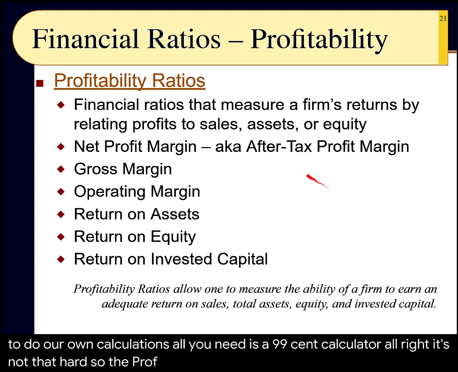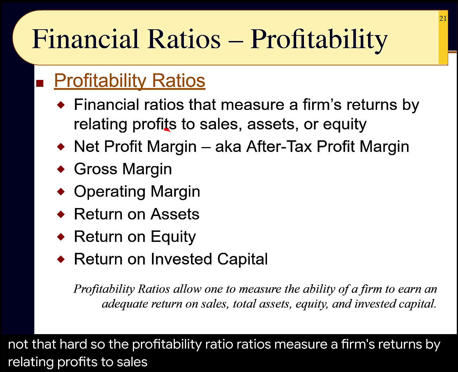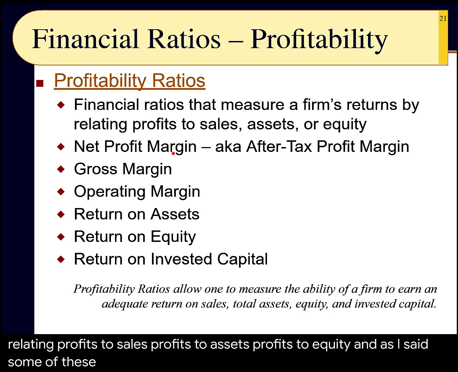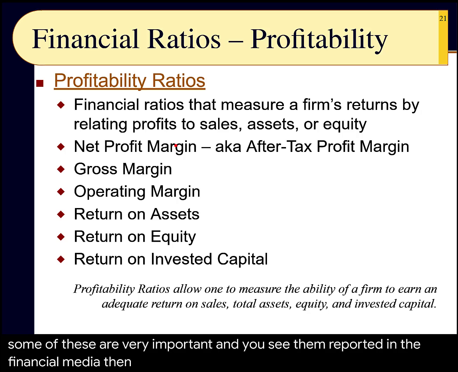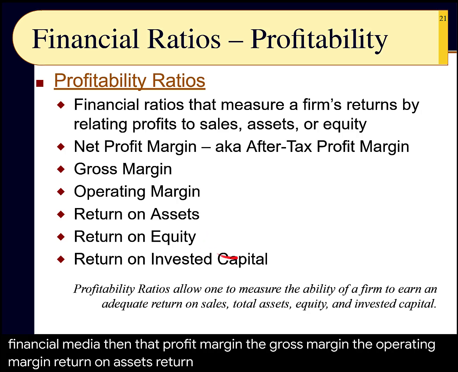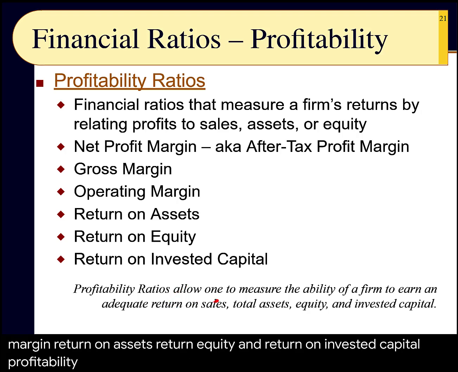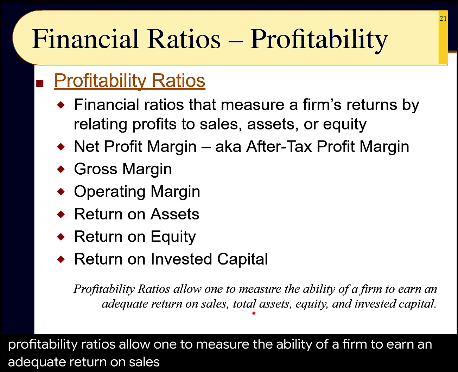So the profitability ratios measure a firm's returns by relating profits to sales, profits to assets, profits to equity. And as I said, some of these are very important and you see them reported in the financial media. The net profit margin, the gross margin, the operating margin, return on assets, return on equity, and return on invested capital. Profitability ratios allow one to measure the ability of a firm to earn an adequate return on sales, total assets, equity, and invested capital.